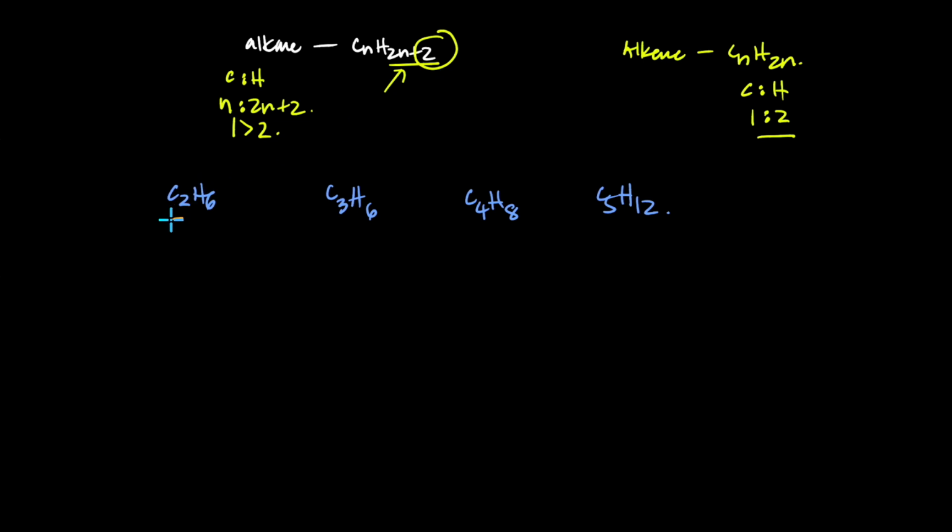So if C is 2 right here, twice that is 4. And this has more than 4 hydrogens, which means this is an alkane. If C is 3, times 2 is 6. That's an alkene. If C is 4, times 2 is 8. What does that make this? It's an alkene because 4 is to 8 is 1 is to 2. If it's 1 is to 2, it will be an alkene.